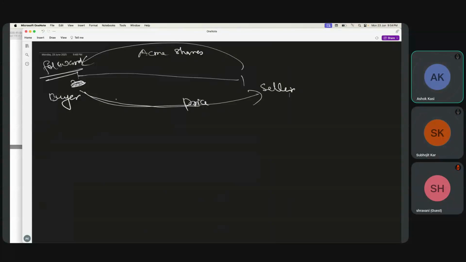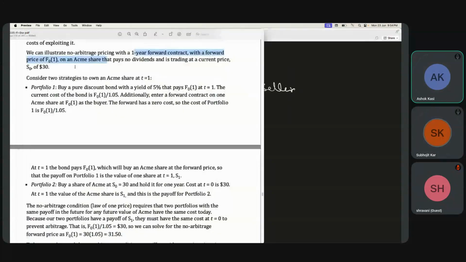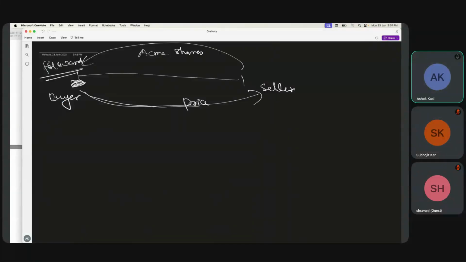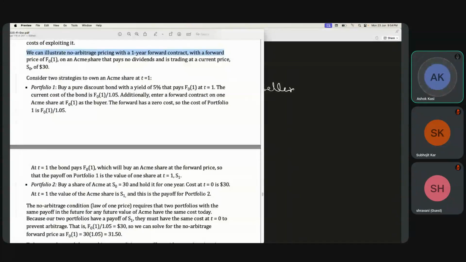No, not today's price. The price is not shown over here. They are just saying that right now it is 30. Right now it is 30. That much only is shown here.